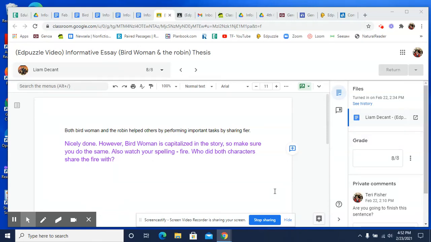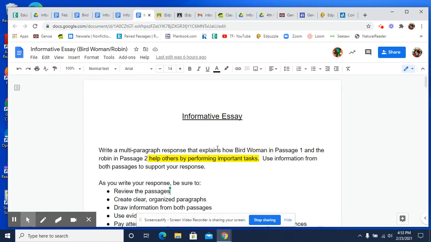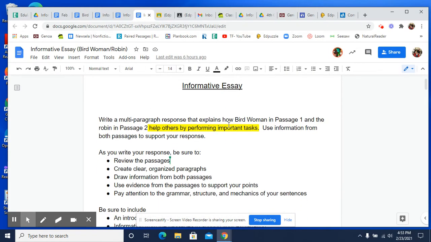All right, so today we are going to start taking notes for the Bird Woman and the Robin passages. So I'm looking right now at your thesis, and you did a nice job with this. The main thing that we want to include, if you look at the question, is how Bird Woman and the Robin helped others. Okay. And what was that important task? So your focus needs to be on both of them and how they helped.